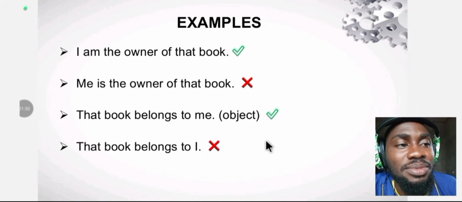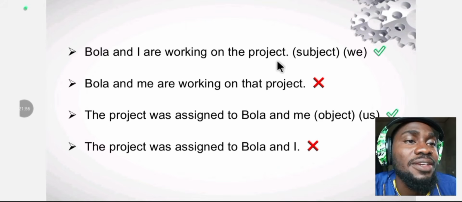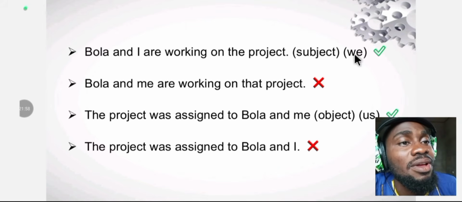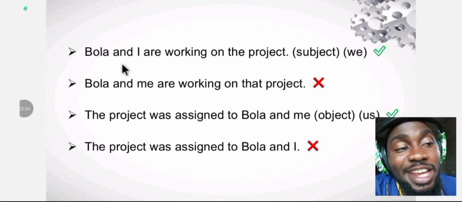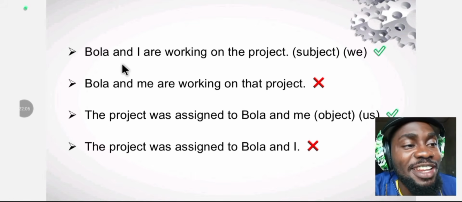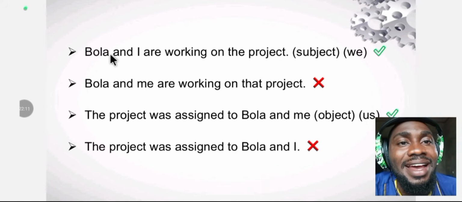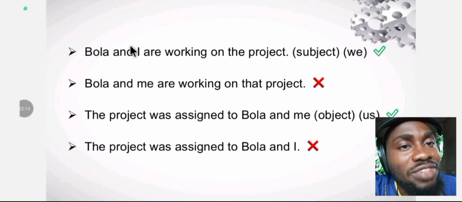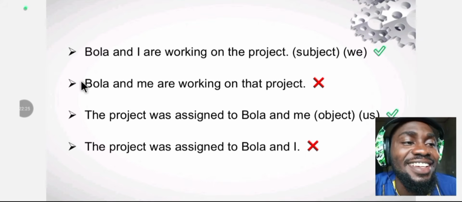More examples. "Bola and I are working on the project," which is correct. Why is it correct? Because we already have a conjunction here. If you have not taken my lecture on conjunction, do well to take my lecture on conjunction to have a smoother understanding of this topic. Okay, Bola and I. Because of this "and" that is here, a coordinating conjunction, it turns Bola and I to we.